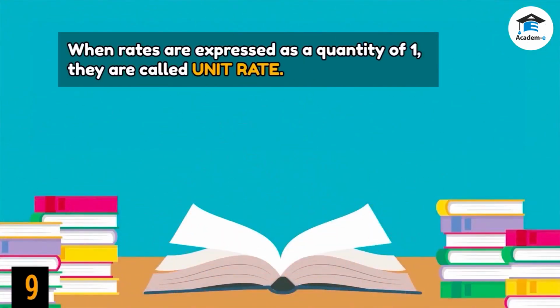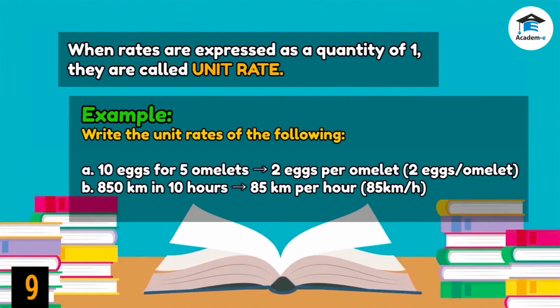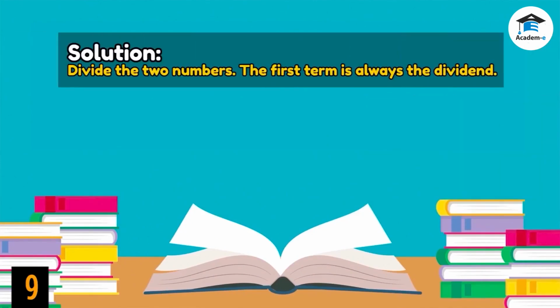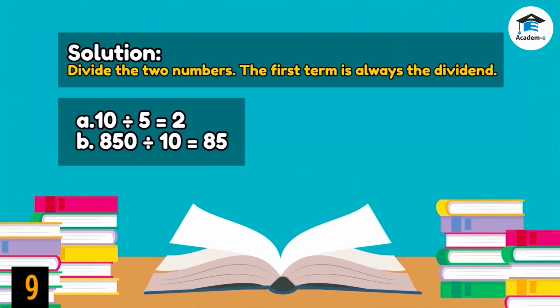When rates are expressed as a quantity of 1, they are called unit rate. Example: write the unit rates of the following. A. 10 eggs for 5 omelets can be expressed as 2 eggs per omelet. B. 850 kilometers in 10 hours can be expressed as 85 kilometers per hour. Solution. Divide the two numbers. The first term is always the dividend. A. 10 divided by 5 equals 2. B. 850 divided by 10 equals 85.